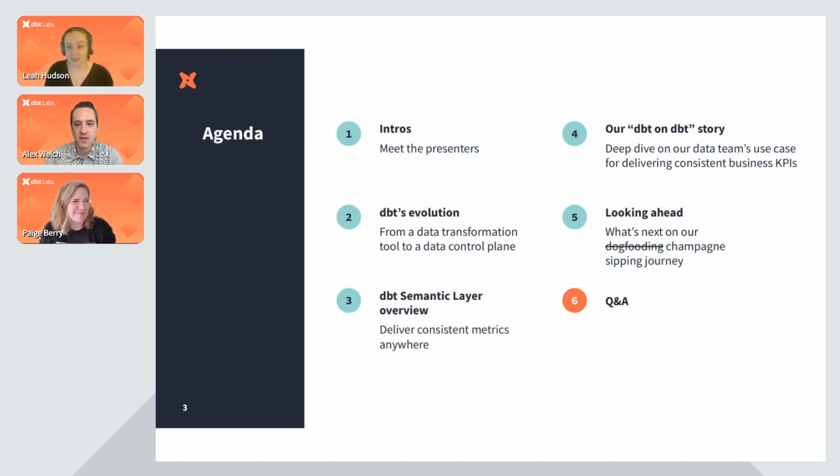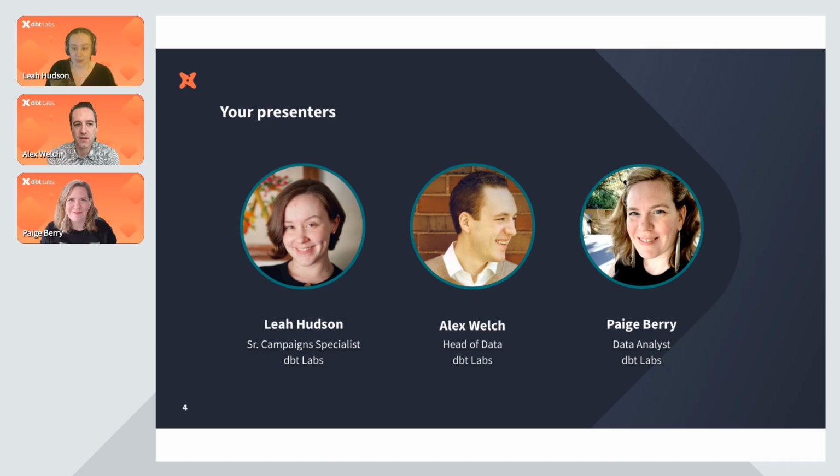All right, and then the agenda. So we're going to start with intros. Next is going to be dbt's evolution, so from a data transformation tool to a data control plane. And then we're going to move into the dbt Semantic Layer overview, so where you can deliver consistent metrics anywhere. And then our dbt on dbt story, so we'll dive deep on our data team's use case for delivering consistent business KPIs. And then looking ahead, what's next on our dog fooding champagne sipping journey. And then we'll go into a Q&A. So have those questions ready for us.